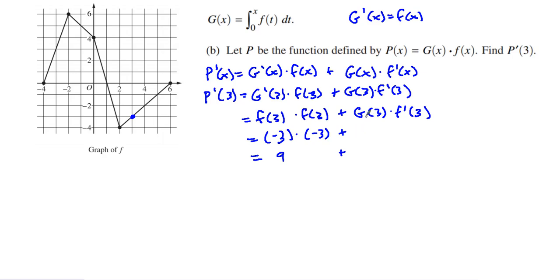And then it says, what's g of 3? Well, let's think of what g of 3 is. G of 3 is the integral from 0 to 3 of f of t dt. So that's the integral from 0 to 3. I have to take a look at the areas underneath here. You can see the area from here and here. They cancel out, don't they?